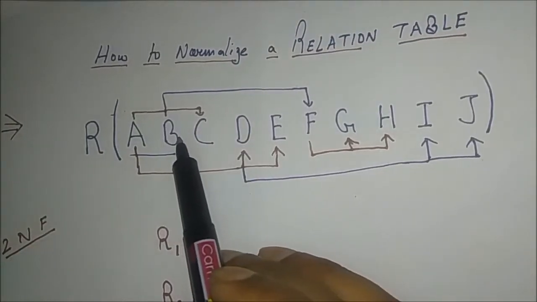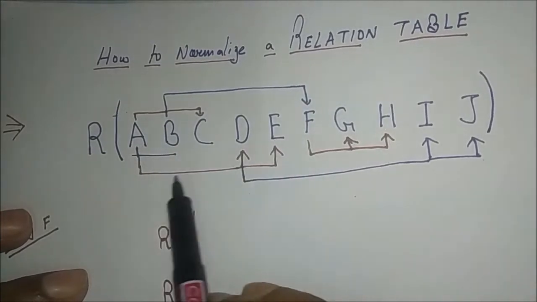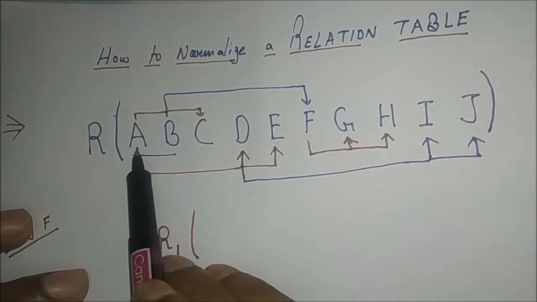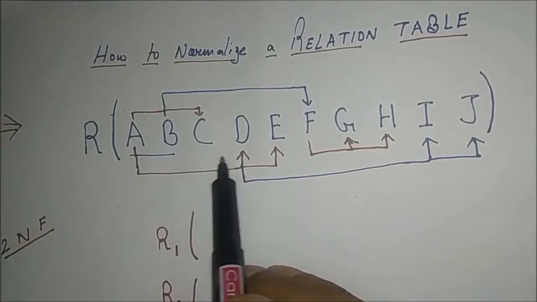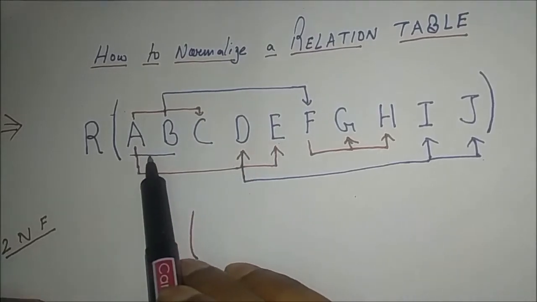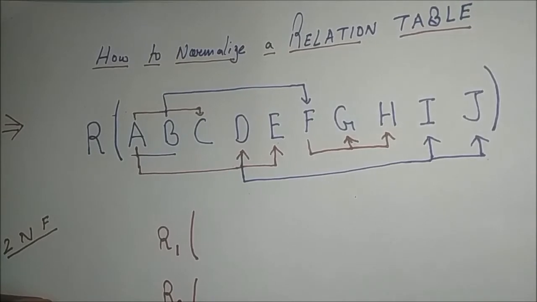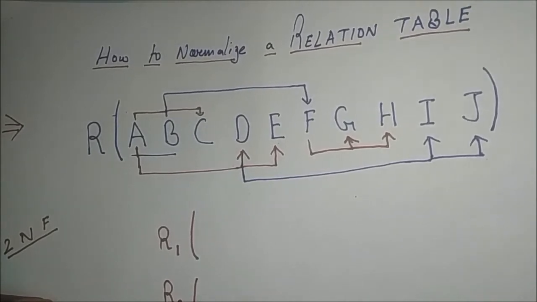So see, what is partial dependency? See here, D is depending on A. D and E are depending on A, that means D and E are depending on the half part of the candidate key. This is the meaning of partial dependency, which 2NF does not allow. So 2NF removes partial dependency.